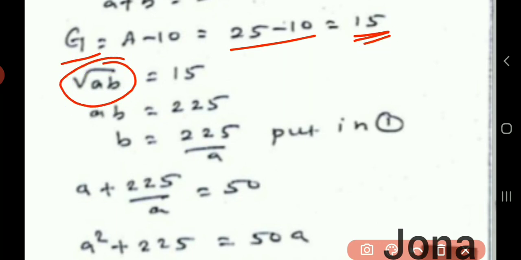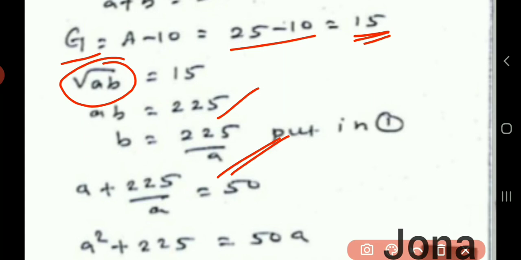Now G equal to A minus 10. This we already have, and A is 25. So substitute the value of A here, that is 25 minus 10, which is nothing but 15. So G equal to 15. The formula for G is root ab equal to 15. I want to remove the square root, so squaring on both sides, we have ab equal to 225. 15 square is nothing but 225. So b equal to 225 divided by a here.